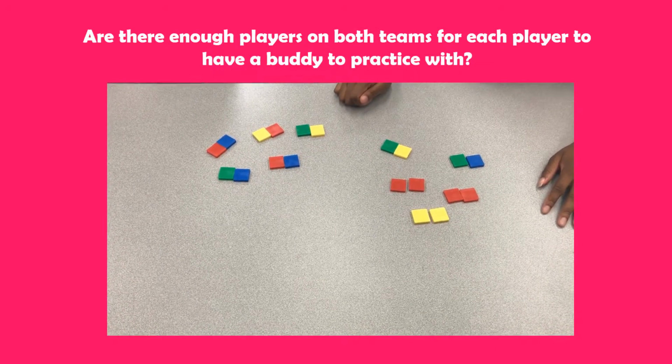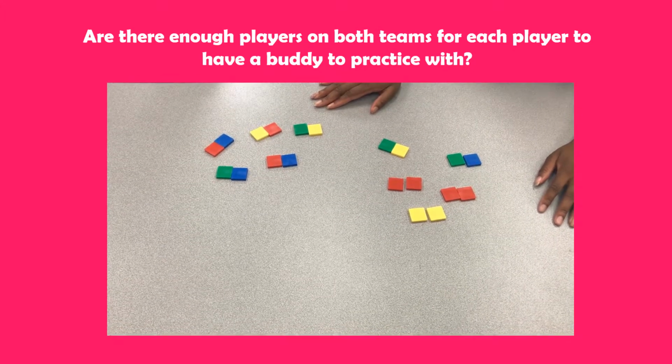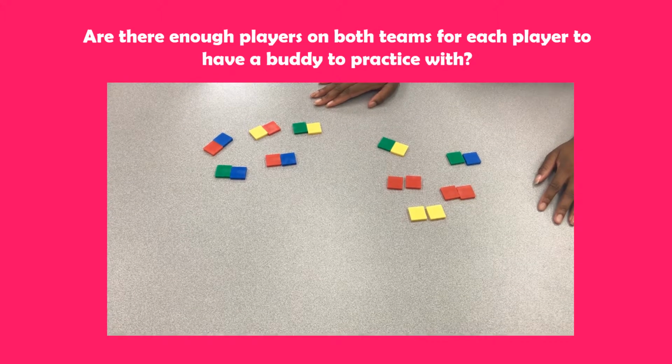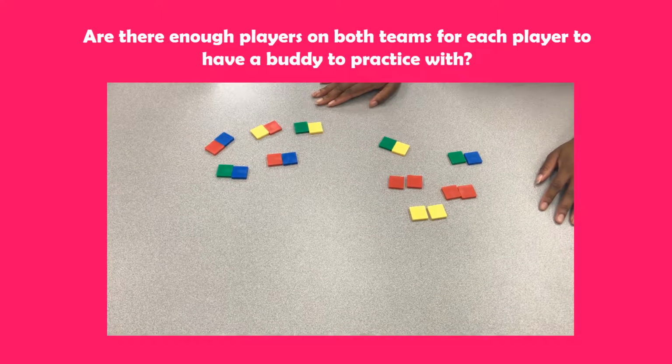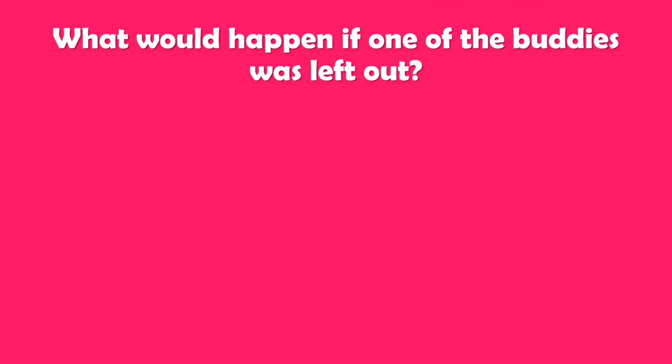Wow, each player has a buddy to practice with. This is what it means to have an even number of players. What would happen if one of the buddies was left out?